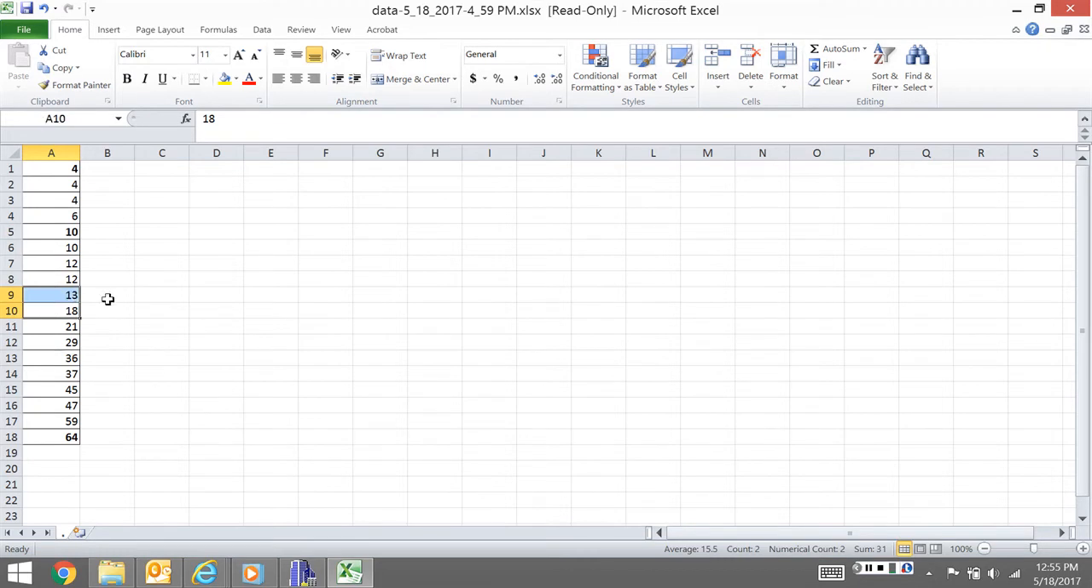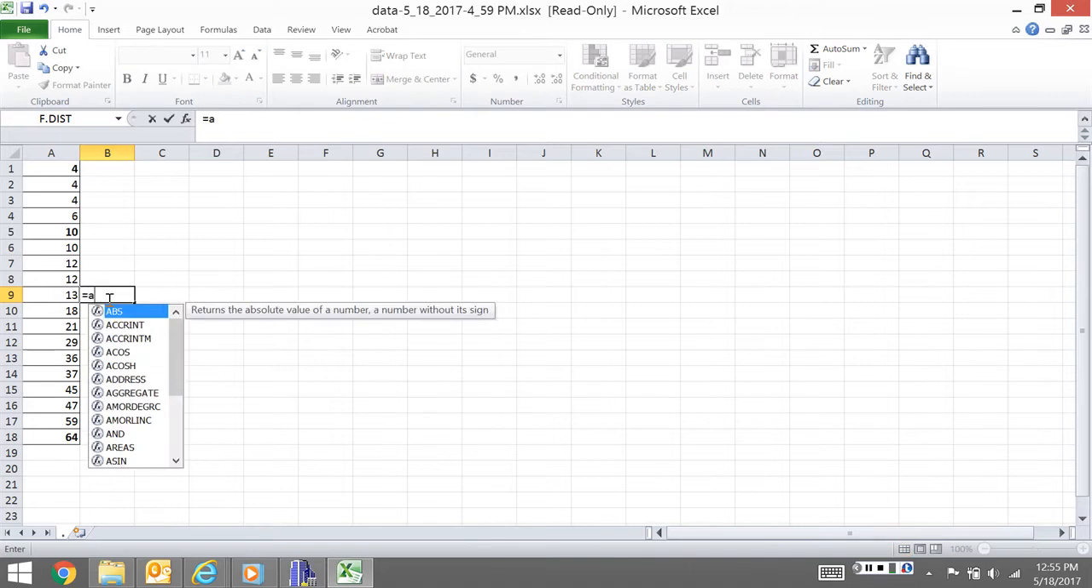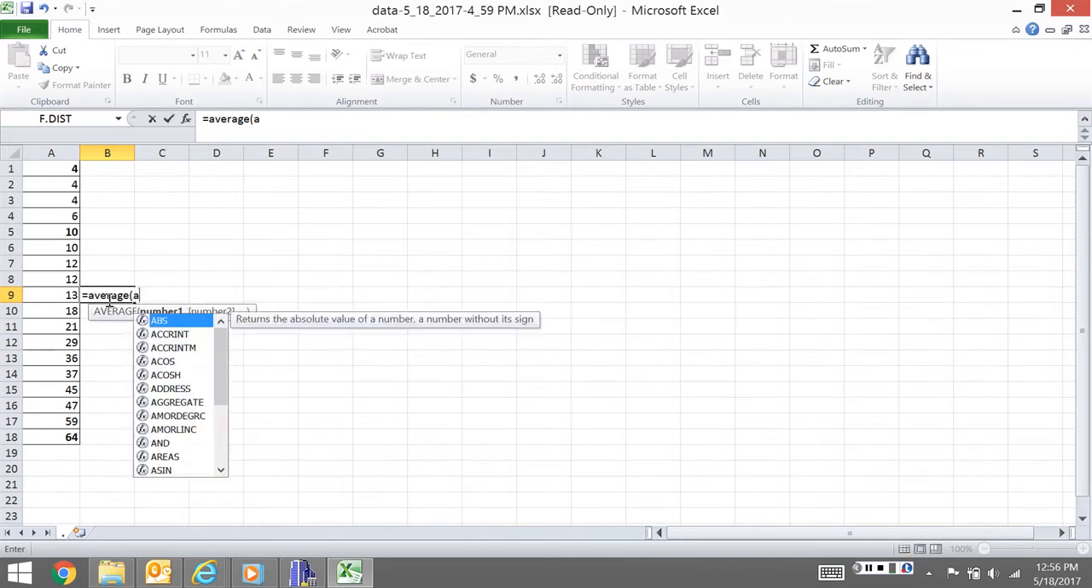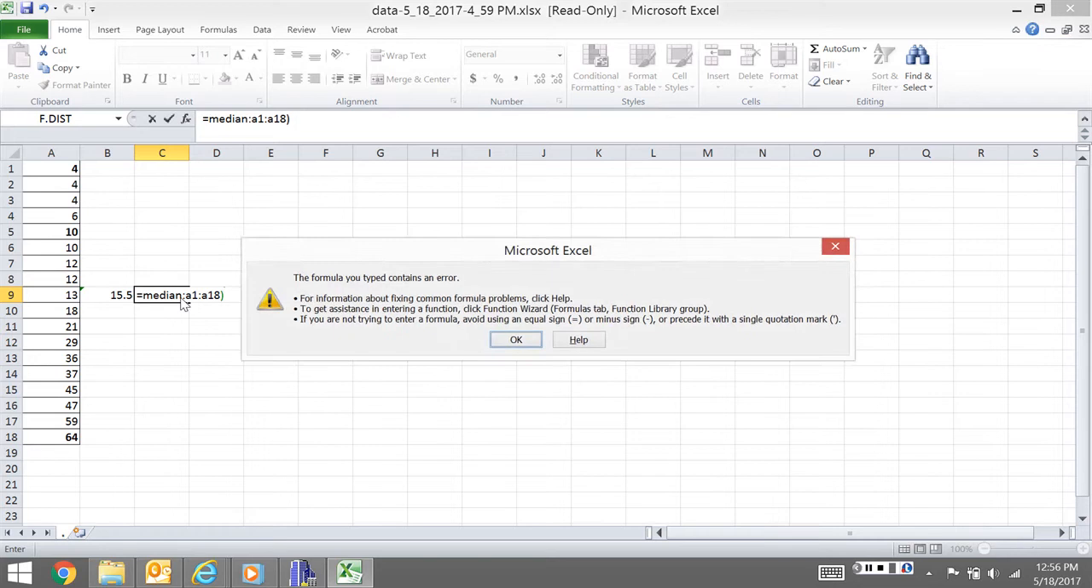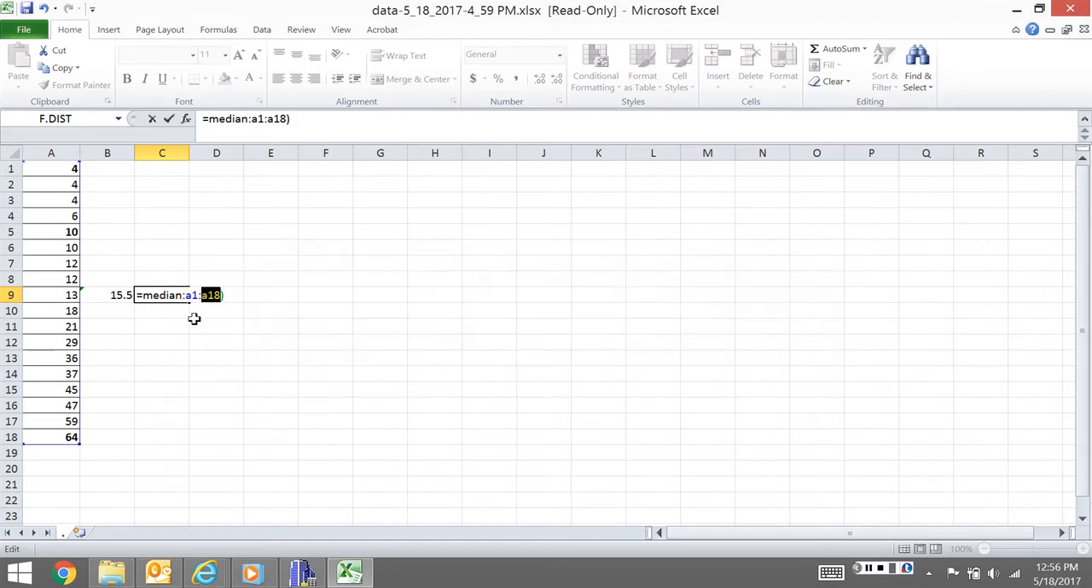And this makes sense for the median, right? Because the median you always average if they're even. So I'm going to average 9 and 10. And so 15.5, that is my median or second quartile. Now if I would have just put in median of this whole thing, A through A18, I would have got the same answer.